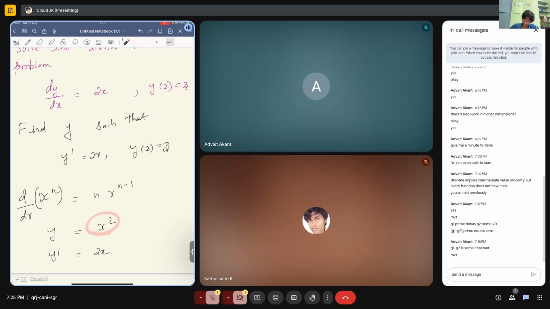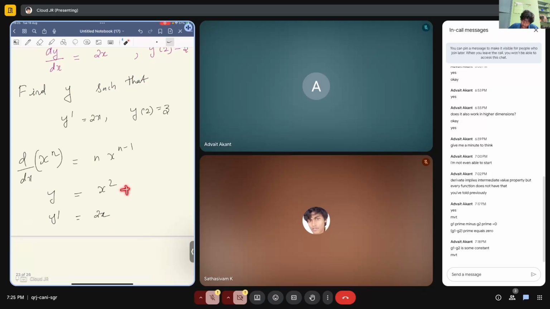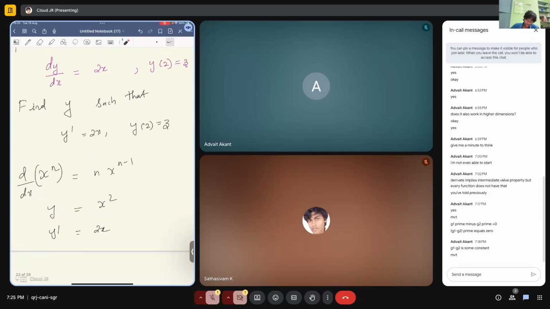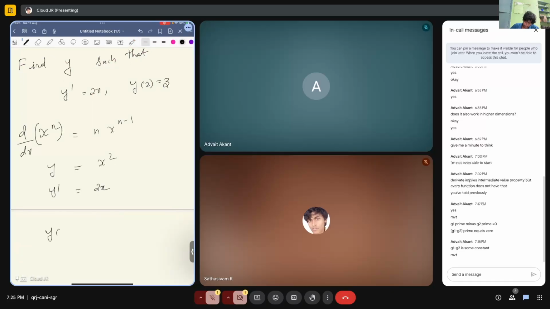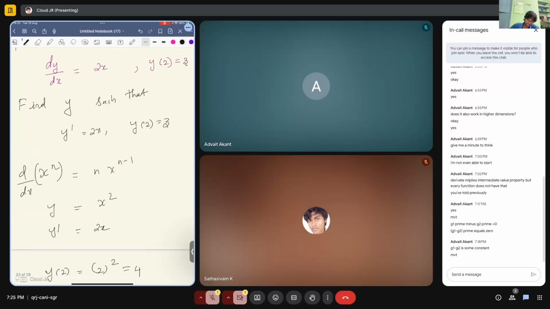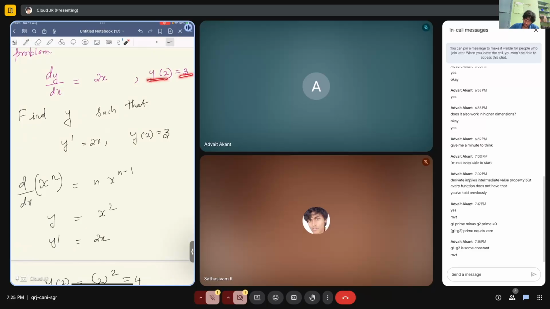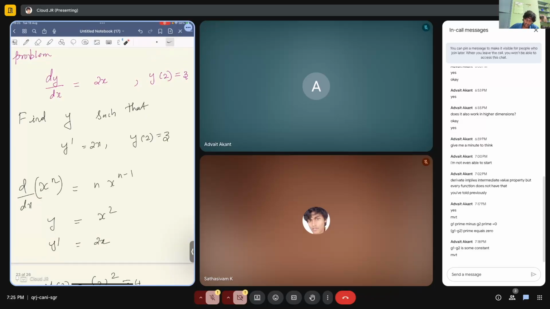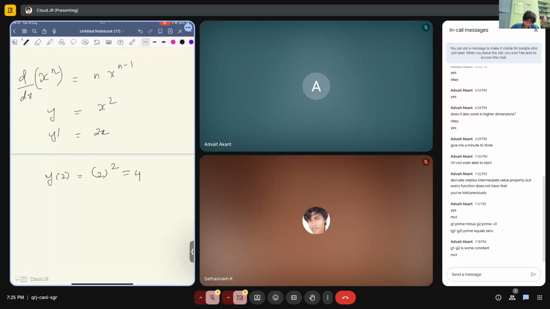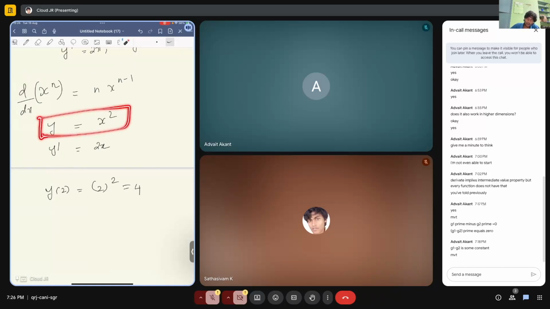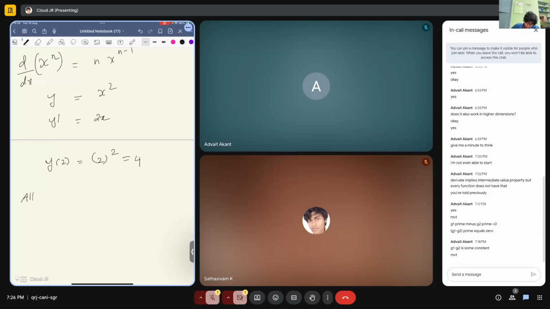But in general, as we just saw, antiderivatives differ by a constant. This is one antiderivative. But if you check y of 2 here, y of 2 is 2 square, which is 4, and y of 2 is not equal to 3. So this function does not satisfy this particular problem. Instead, since this is one antiderivative, you know how all the other antiderivatives look like. All the other antiderivatives look like the following.